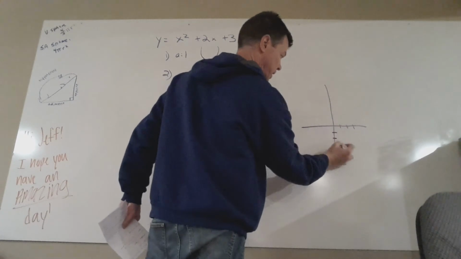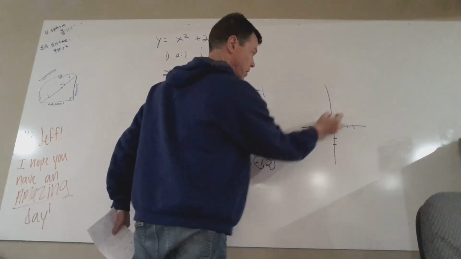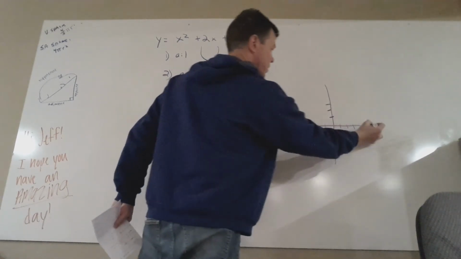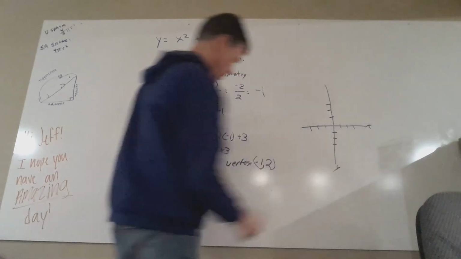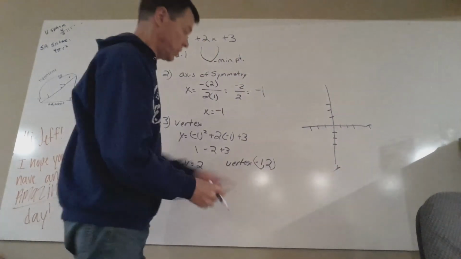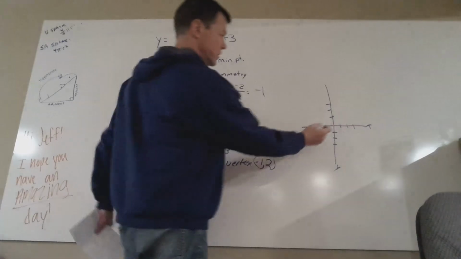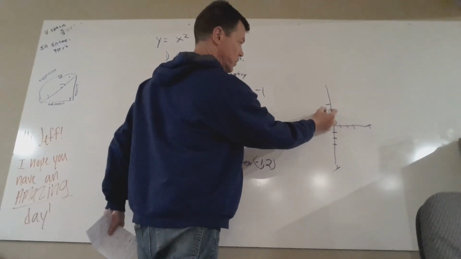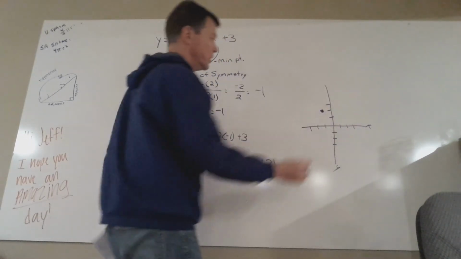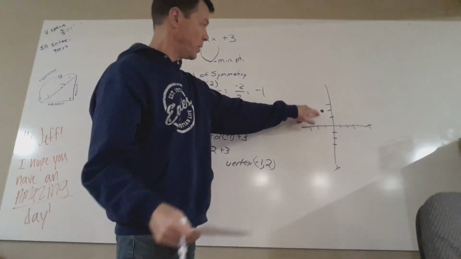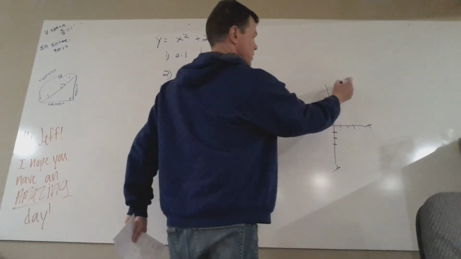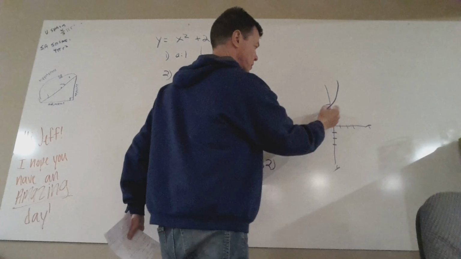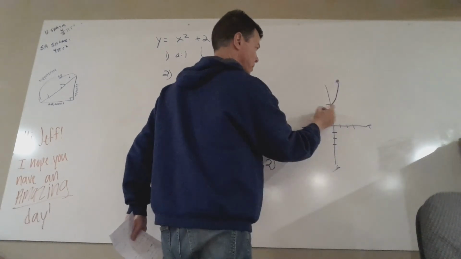Your worksheet already has graphs on it. Vertex negative 1, 2. So negative 1, positive 2. There is your vertex. That is a minimum point. So here's our parabola.